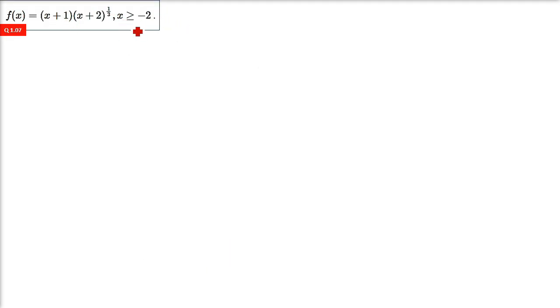Next one is x is greater than or equal to negative 2. Let us see what value we get as the critical points. If they are not following this x greater than or equal to minus 2, we will change it or ignore certain things. First step is simply the differentiation f dash x, and you can just use the product rule for the simple first derivative. Let me apply the product rule.